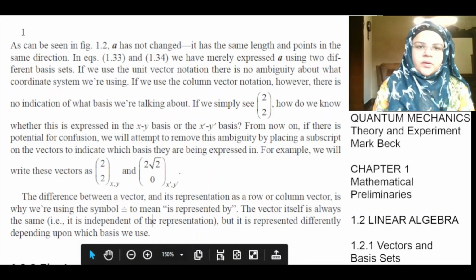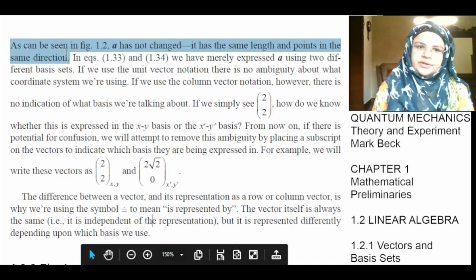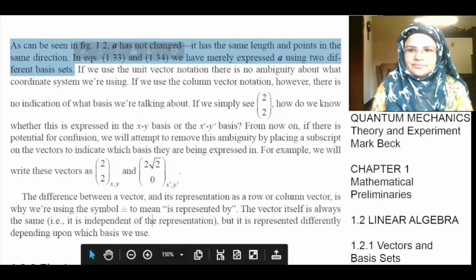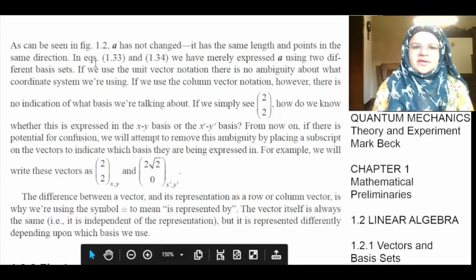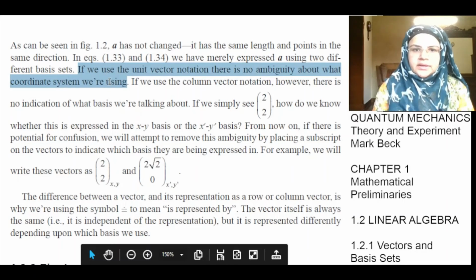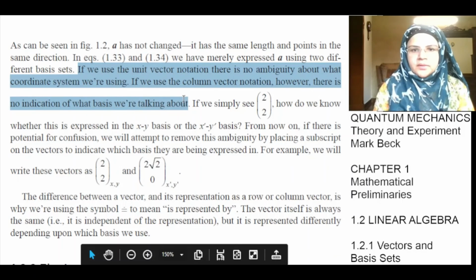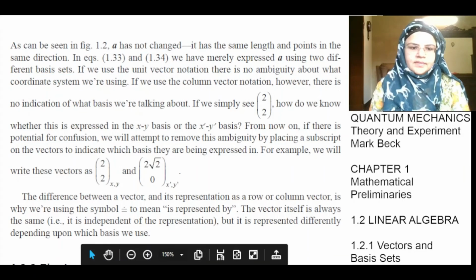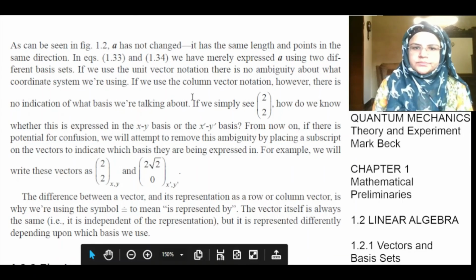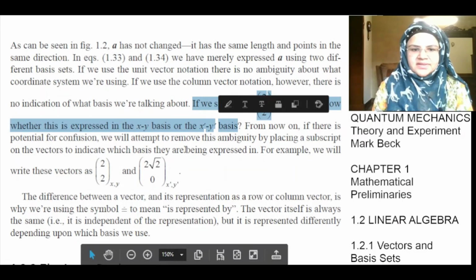As can be seen in figure 1.2, A has not changed. It has the same length and points in the same direction. In equations 1.33 and 1.34, we have merely expressed A using two different basis sets. If we use unit vector notation, there is no ambiguity about what coordinate system we are using. If we use column vector notation, however, there is no indication of what basis we are talking about. If we simply see column (2, 2), how do we know whether it is expressed in the xy basis or the x'y' basis?